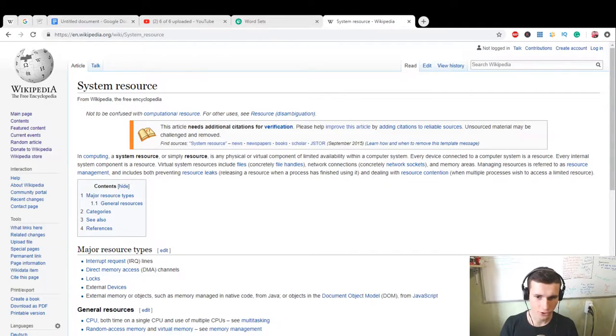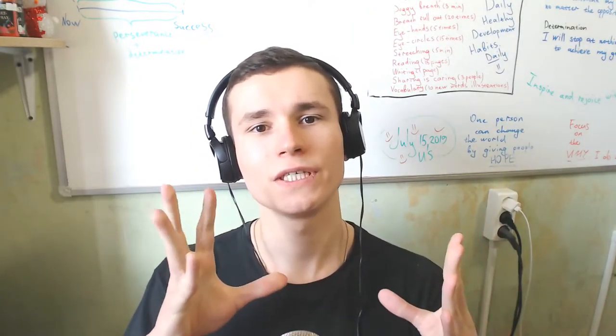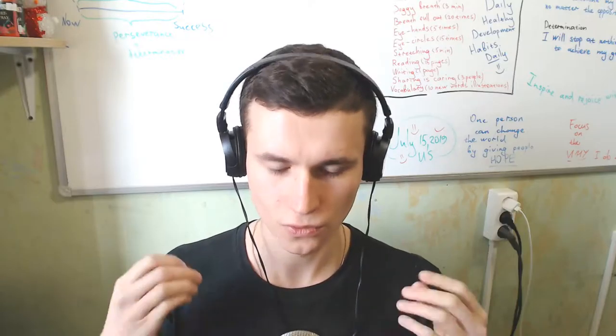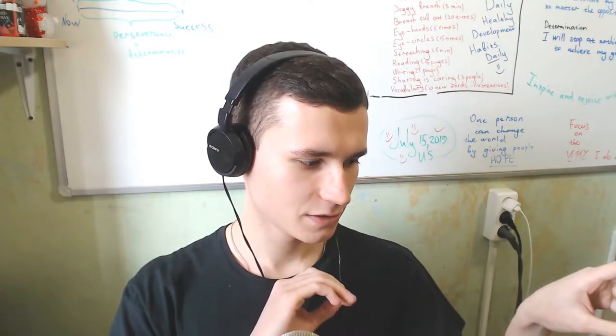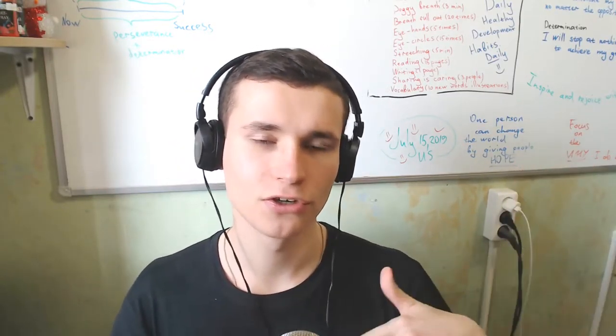Okay, what did we learn from this page? We learned information about system resources. What is it? System resources are the resources that we have in our computer system, and every device connected to the system is a resource. And I want to say that we have a list of major resource types and general resources.